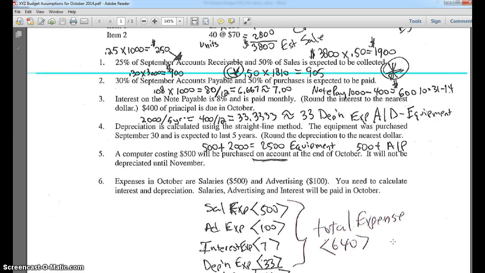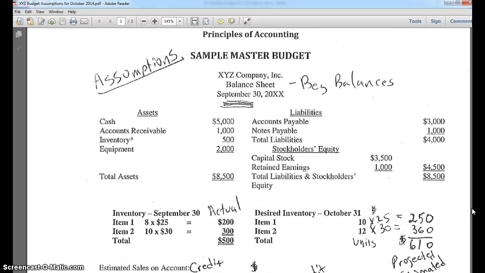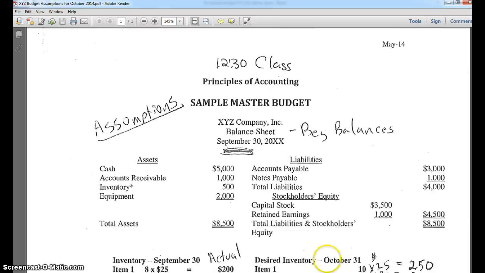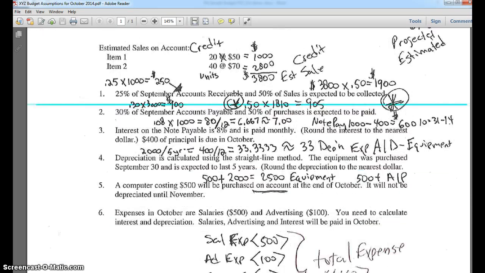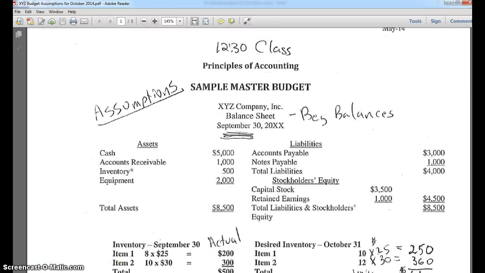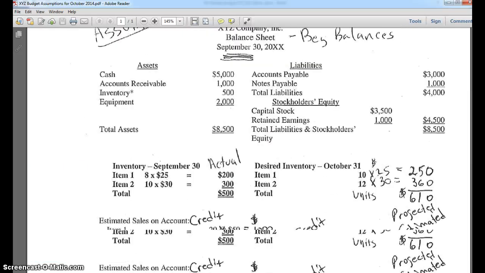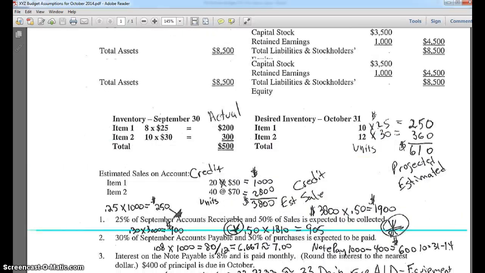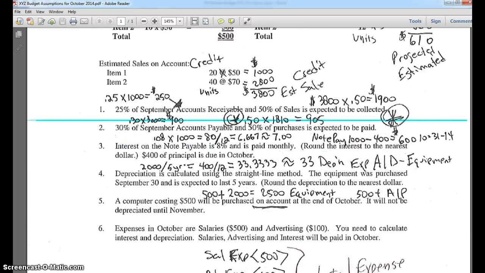Okay, so now that we've got our assumption page, I'm going to scan this and send it to you so that you can use it. You're going to have two worksheets. You're going to have one for October, and then you're going to create your assumptions for the November one. Okay, so again, I would suggest you do the same thing, and then you'll use these assumption pages to answer and fill out the budgets.